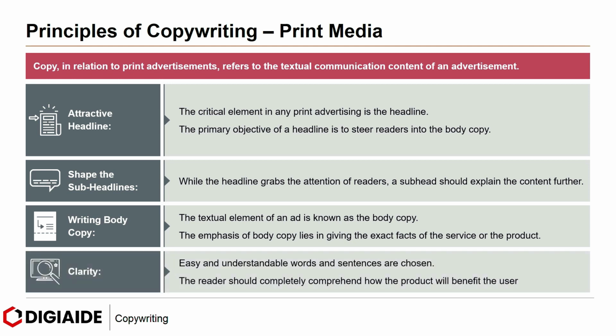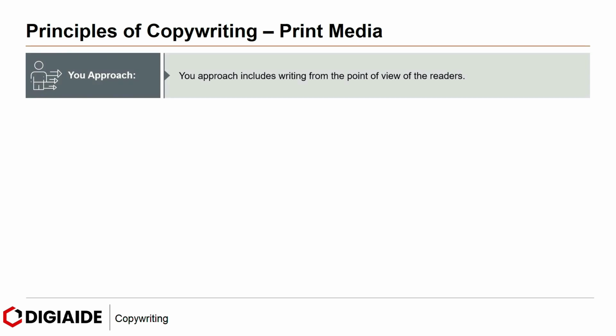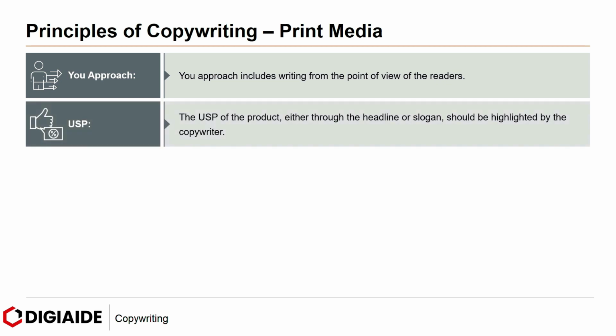Next, clarity. Easy and understandable words and sentences are chosen. The reader should completely comprehend how the product will benefit the user. Next, the U approach. The U approach includes writing from the point of view of the readers. Next, highlighting USP. The USP of the product, either through the headline or slogan, should be highlighted by the copywriter.